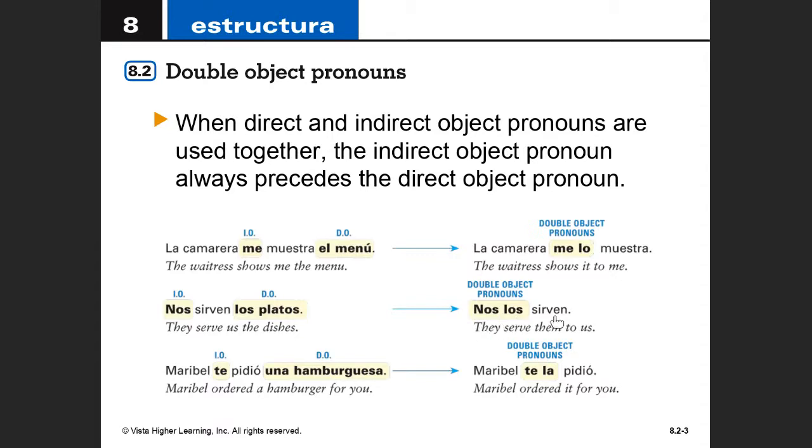Nos los sirven. What are they serving to us? The dishes, which is going to become los. And who is receiving those dishes? We are. And that is replaced with the word nos. Nos los sirven. And finally, we have another example. Maribel te pidió una hamburguesa. Maribel te la pidió. So you can see we have them together. The indirect object first, the direct object second.